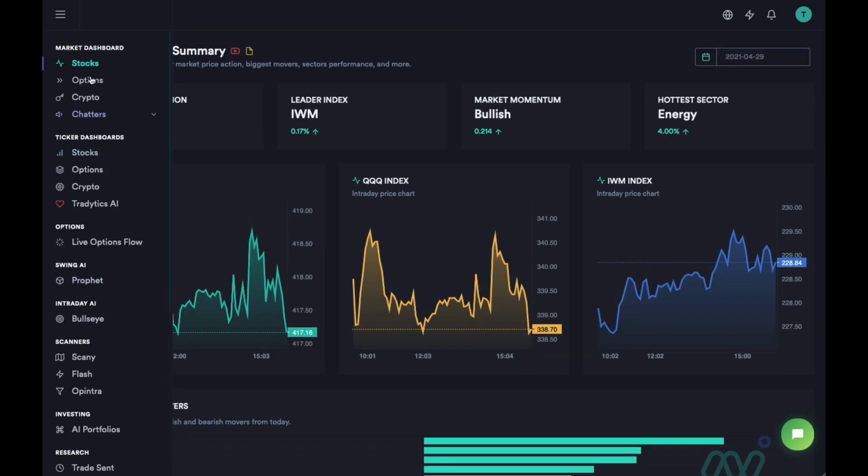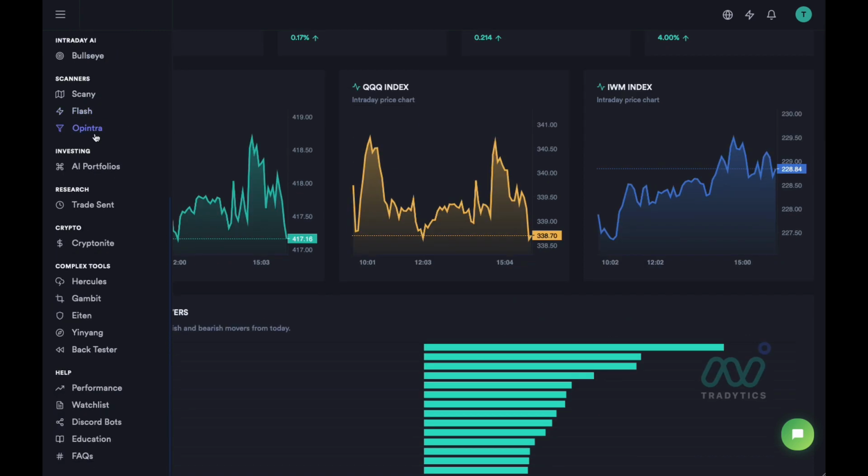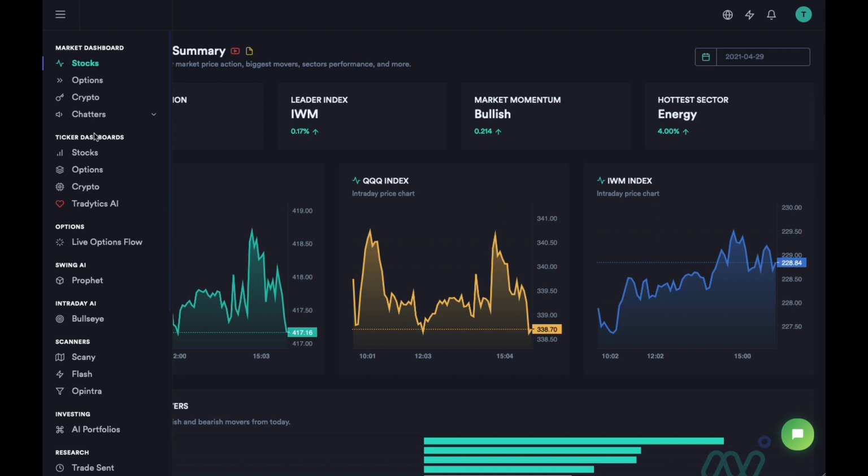So these are our tools, and right off the bat, again, you can see that there are so many tools and new users might get overwhelmed by that. So in this video, what I'm going to do is I'm just going to explain what are these sections, and then in the next videos, we'll go over the tools separately. So the first section is market dashboards.